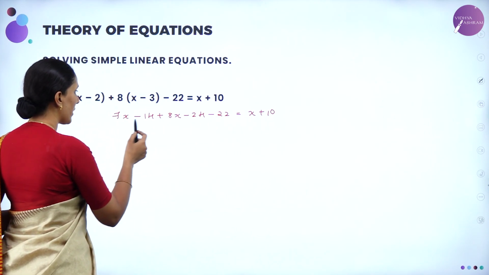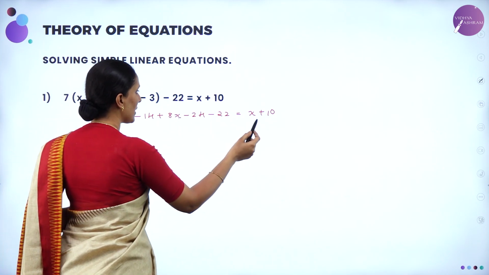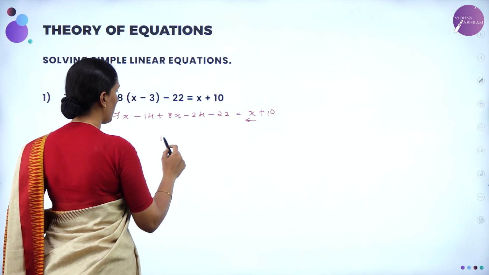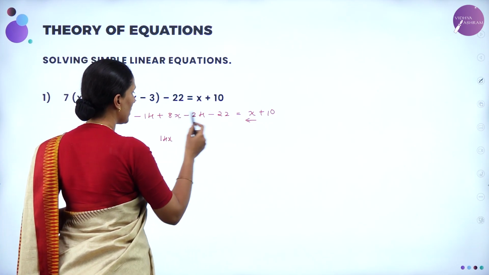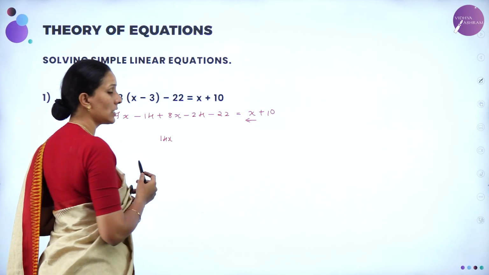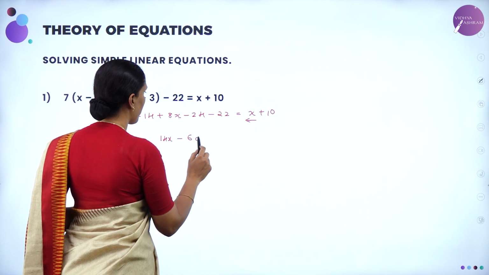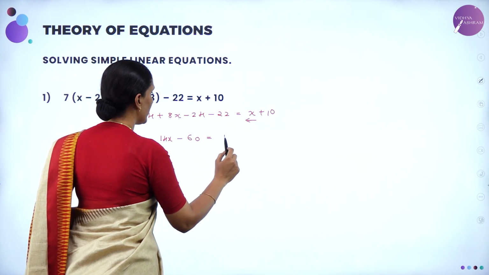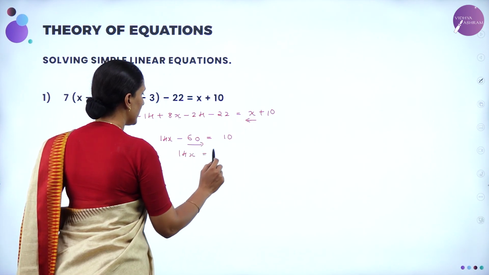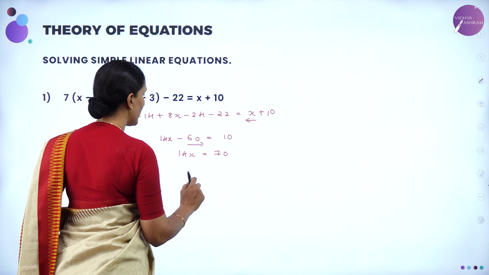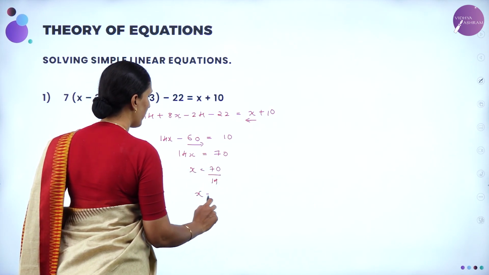Now, let us solve for x. 7x plus 8x is 15x. When x comes to this side, it is minus x, so it becomes 14x. Minus 14, minus 24, minus 22, all are negative numbers. You need to add them, so you will get the value as 60, and here we are left with 10. Now when you take it towards the right hand side, it is plus 60, so 70. x is equal to 70 by 14. So therefore the value of x is 5.